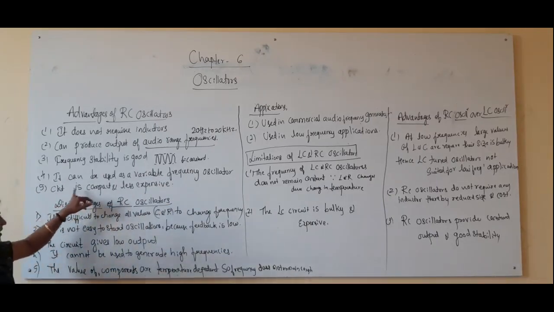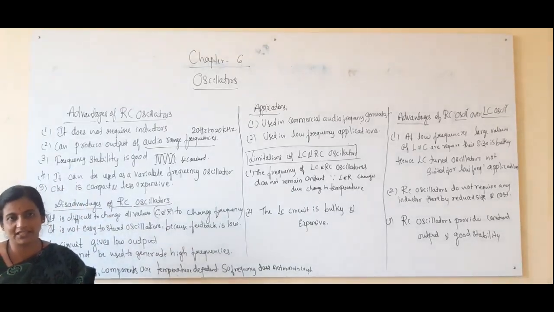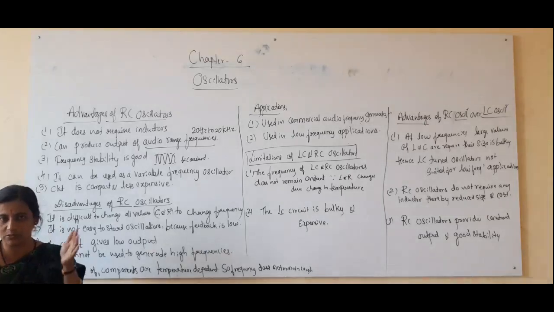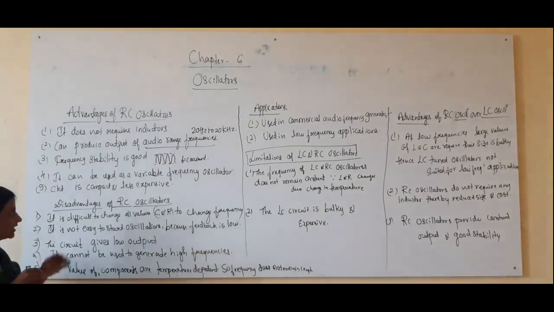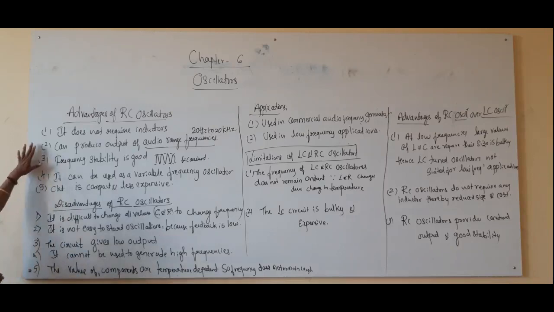Not only that, the circuit is compact and less expensive. Because it employs capacitors and resistors, the circuit is compact, meaning smaller in size. Not only that, it is less expensive. The cost of that circuit is also very much less. So these are the advantages.